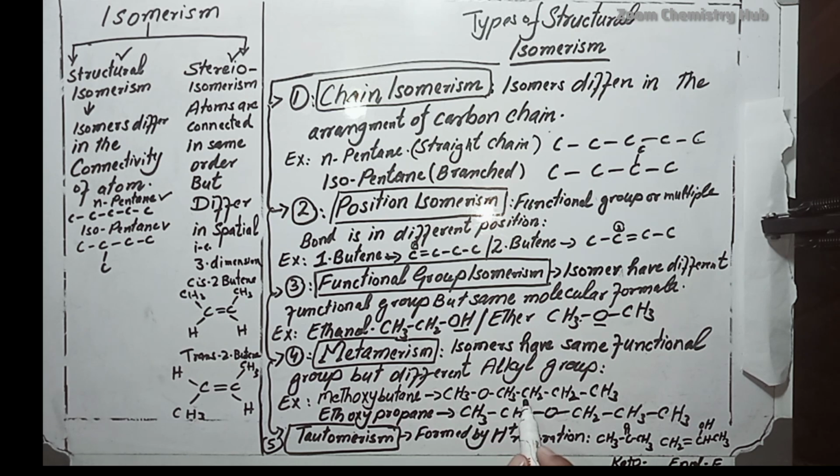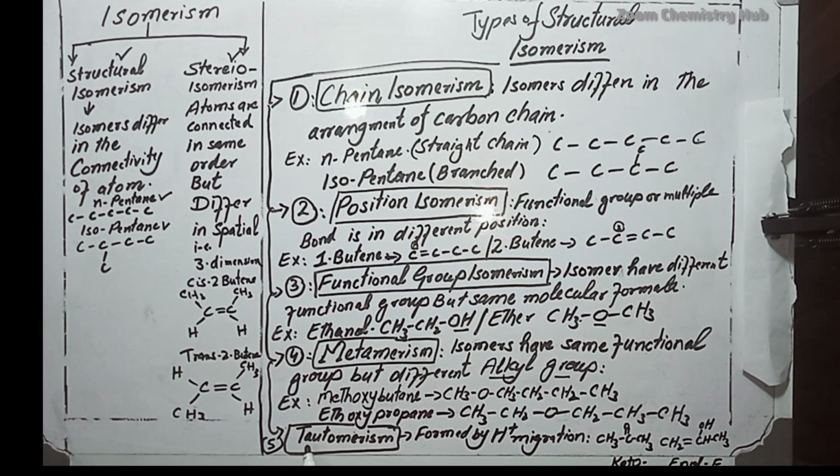Here you can see the alkyl groups are different in these two structures, this one being ethoxypropane. They have the same number of carbon atoms and the same number of hydrogen atoms, the same molecular formula, but on one side of the oxygen is the ethyl group and on the other side is the propyl group. So its name is ethoxypropane. Both methoxybutane and ethoxypropane have the same molecular formula, but they differ in their arrangement of alkyl groups.